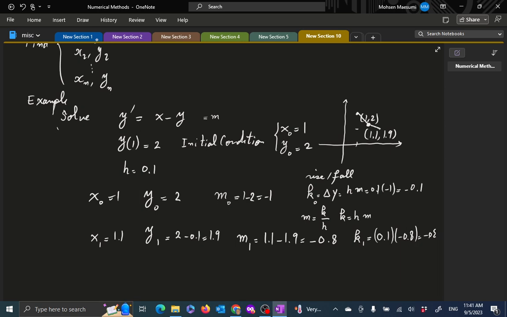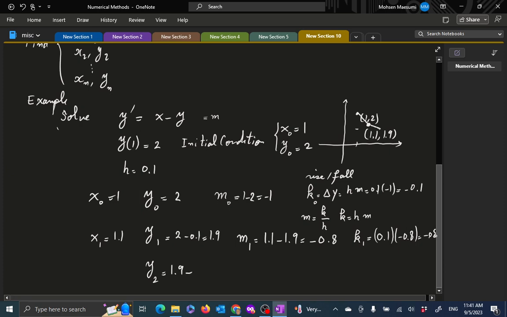So now I arrived at my next point, y2. Previously it was 1.9. I fell some more, by 0.08. So if it was positive, I'll add. If it is negative, I subtract. Well, if I subtract, I get 1.82. Well, what is my x? My x is whatever it was before plus another step size. So it's going to be 1.2. So by now my next location is 1.2 and 1.82.